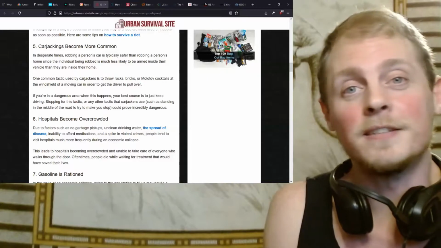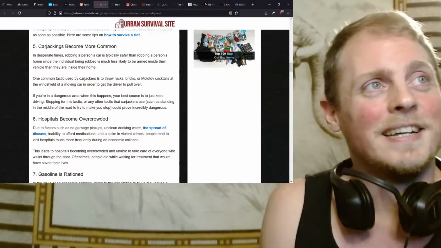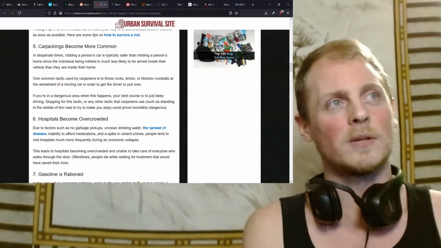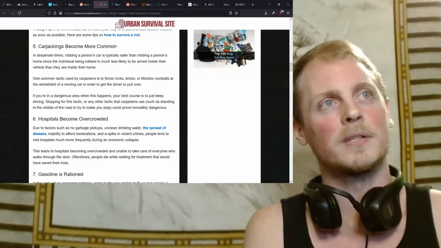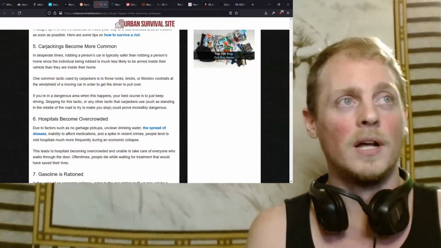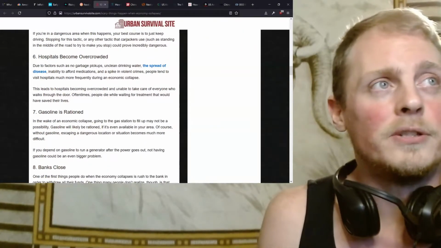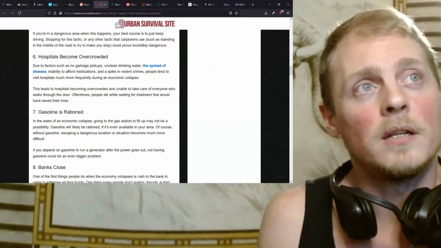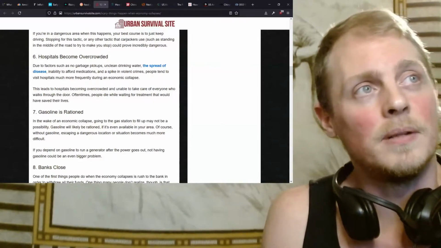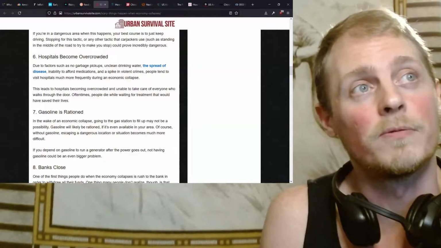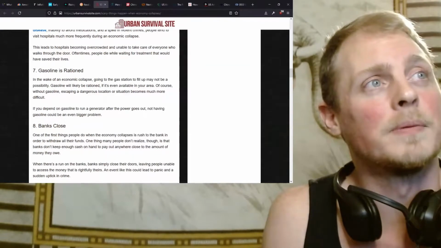I covered this months ago, too. In desperate times, robbing a person's car is typically safer than robbing someone's home, since the individual being robbed is much less likely to be armed inside their vehicle than inside their home. Hospitals become overcrowded due to factors such as no garbage pickups, unclean drinking water, the spread of disease, inability to afford medications, and a spike in violent crimes. People tend to visit hospitals much more frequently during an economic collapse.